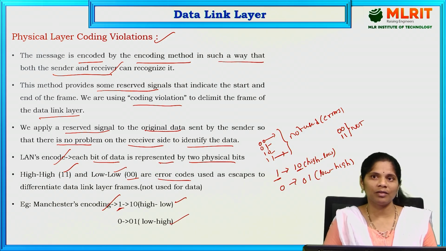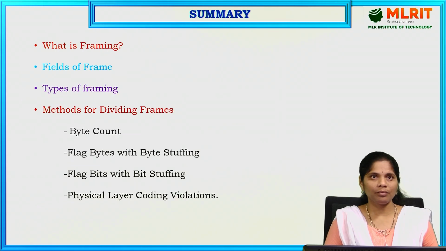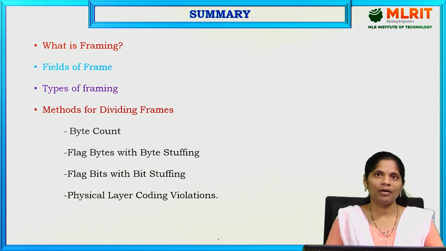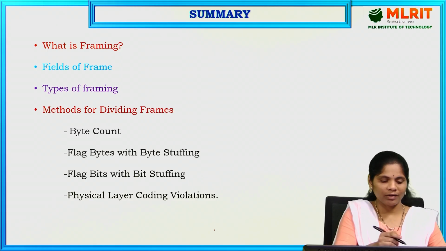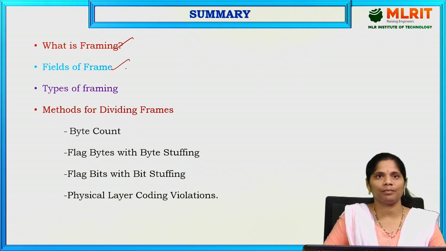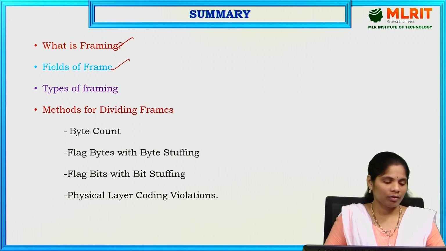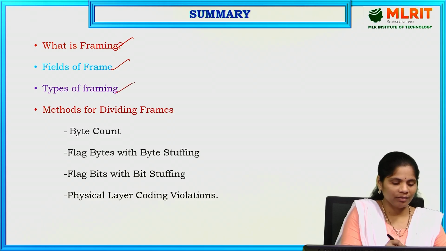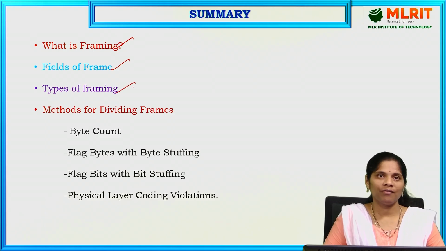These are the different methods for framing. And coming to the summary of what we discussed today. First we discussed what framing is. Next we discussed the different fields of the frame, whatever fields are there. And next we discussed the different types of frames: fixed length and variable length frames.